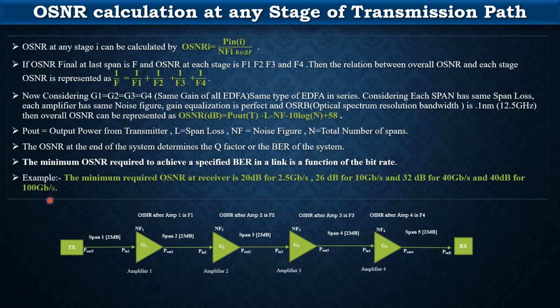So this is all about the practical calculation of the OSNR. If the gain of the amplifier is different, span loss is different, and transmit power is different, this formula can be used, and OSNR at any stage can be calculated by it. So calculate OSNR at each stage and put it in this formula, and you will get the overall performance if the ideal condition is not considered.